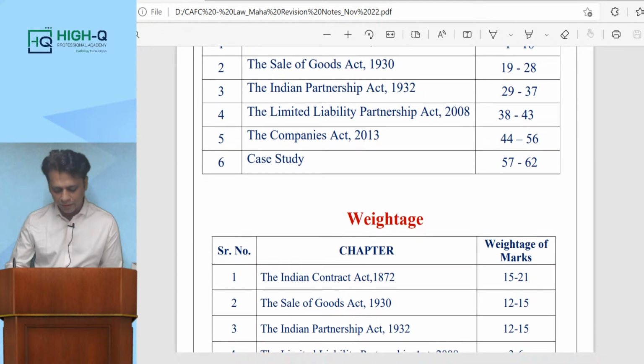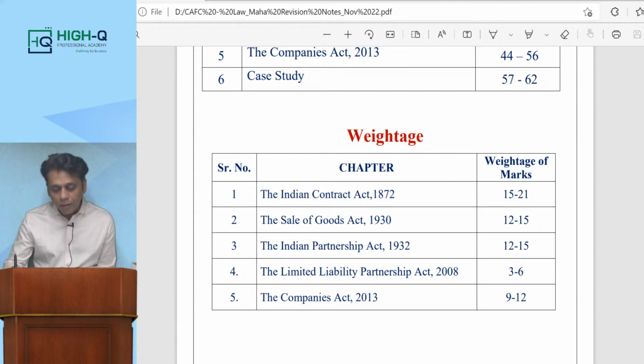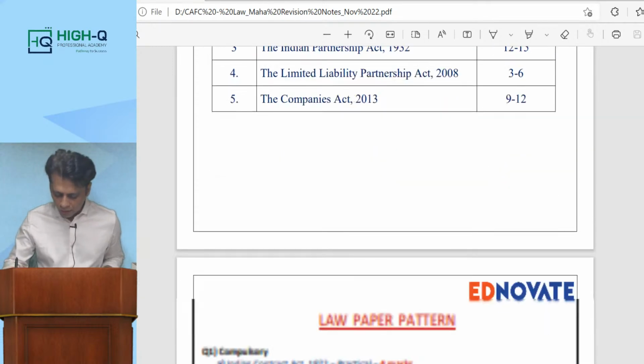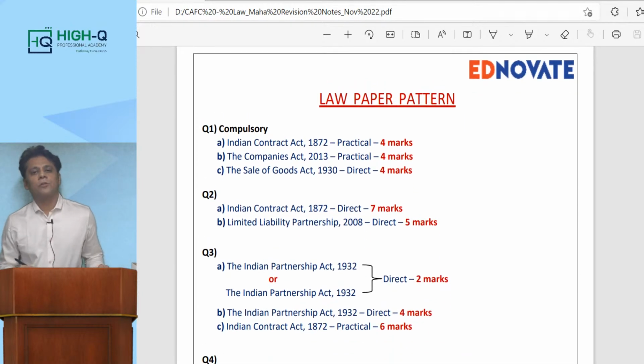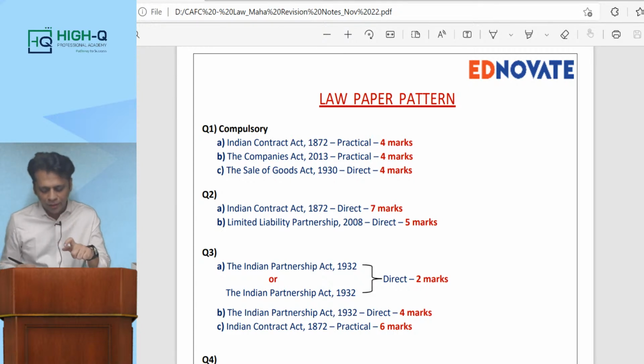And the Companies Act. Now, today, CA Foundation, this session is for this paper which has a weightage of 60 marks. Paper number 2, first part. As we know, the chapters, last year's paper, Contract Act, Sale of Goods Act, generally comes in.